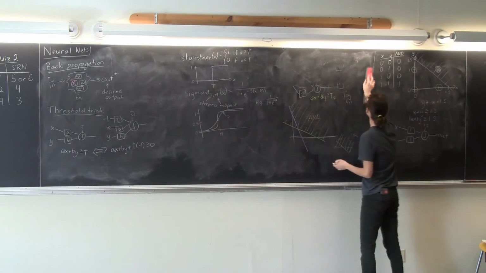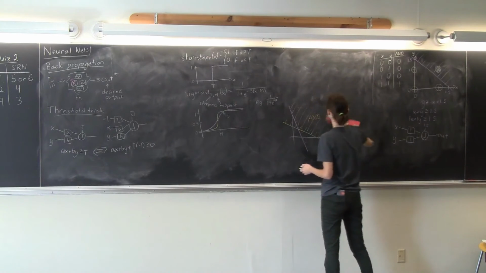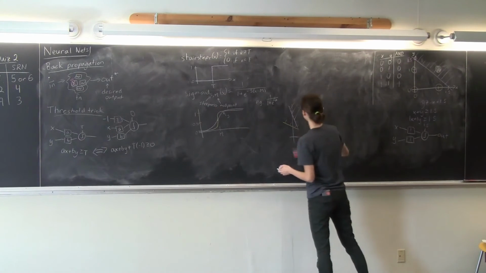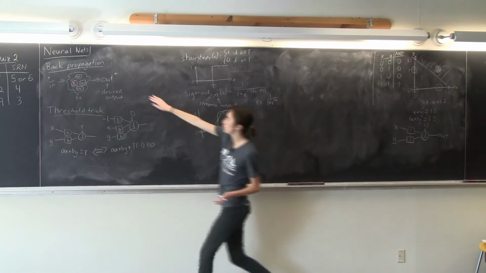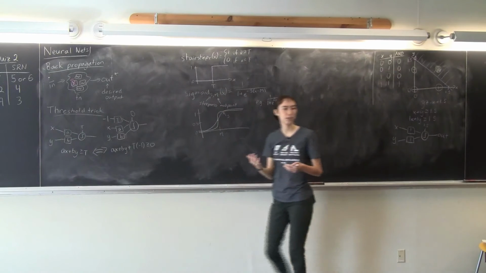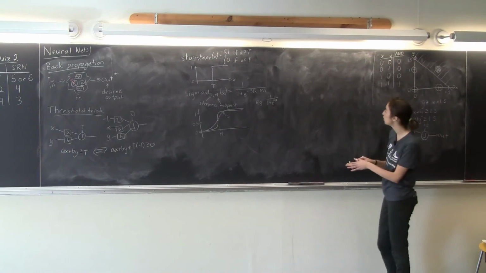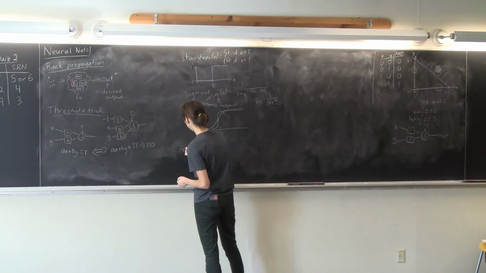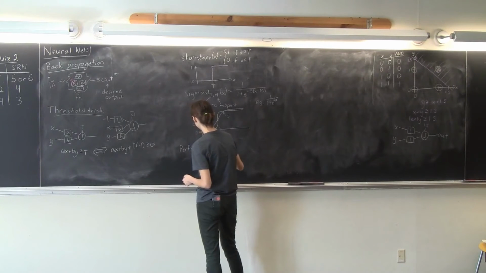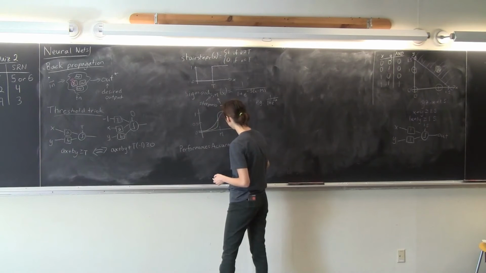So then one more thing we need is a way to judge the performance of the neural net, or how well we're doing with training it. Because we know that we want it to produce the desired output, but we need some way of judging whether it's getting closer or further from the desired output. So that will be the performance or accuracy function. The performance is the same as the accuracy.